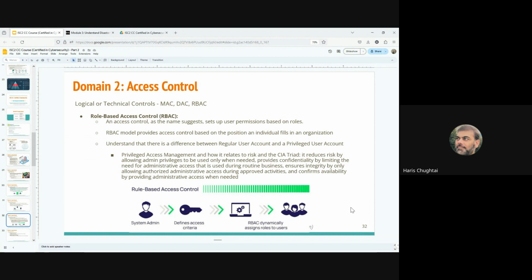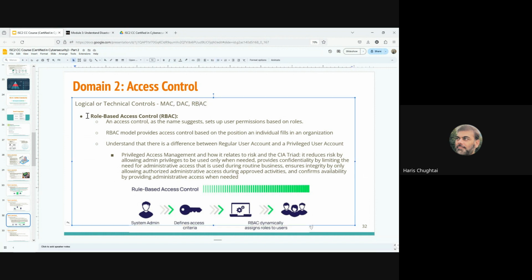As I said, DAC and RBAC have some similarities. The industry well-known term is RBAC. So think of RBAC as we create different roles and we assign roles to different people.